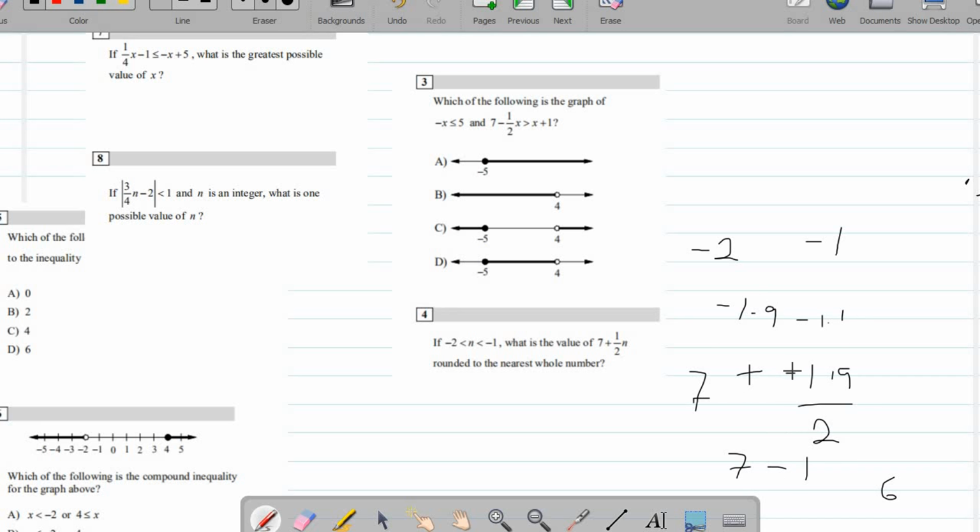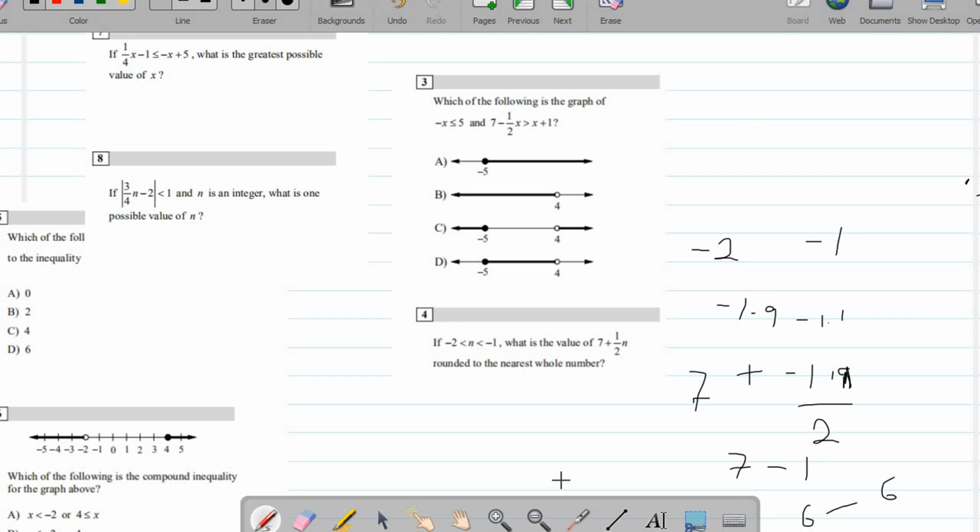Now what about if it's a 0.5? You have 1.1, because if 1.1 gets in here, you'll be having something like minus 0.6. So you'll be having 7 minus 0.6, which gives something like 6.4 or 6.3, depending on the number you put in here. And if you round that, you still have a 6. So either way, you'll be having 6 as your nearest whole number.